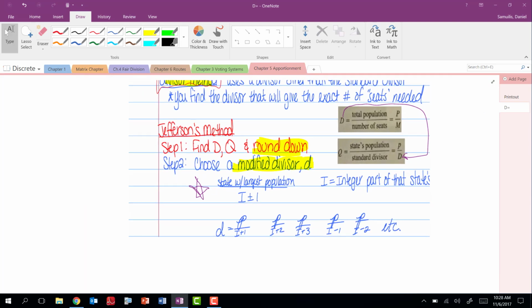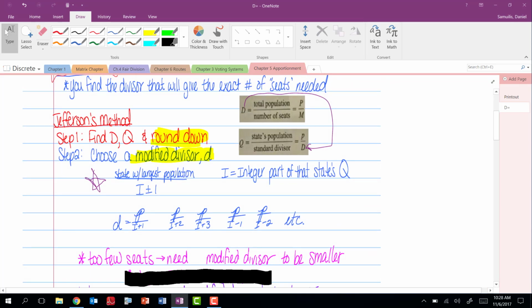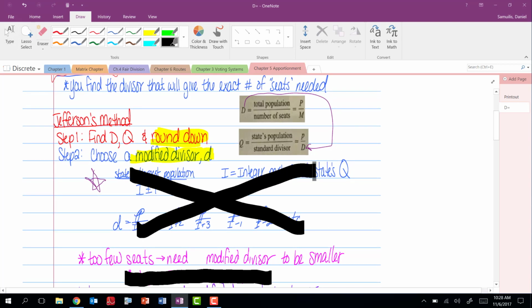Now, how do you choose that modified divisor? I'm going to get my black marker right now and cross this out. This is not mathematically incorrect. That means it's mathematically correct. It just caused a lot of confusion with students last year, and it was a little overdone.